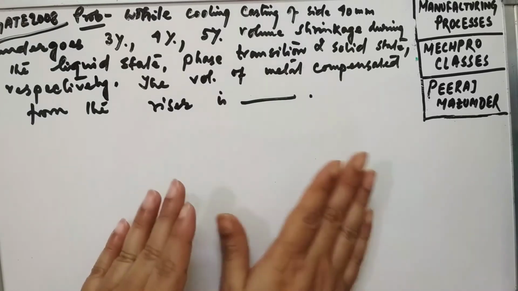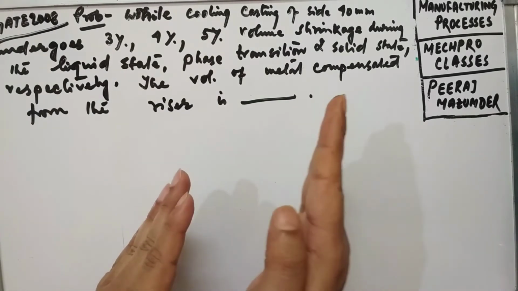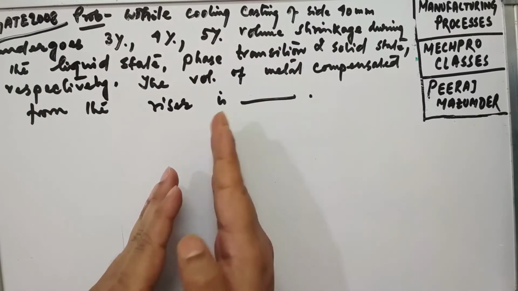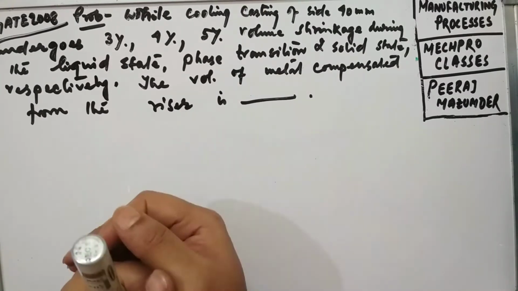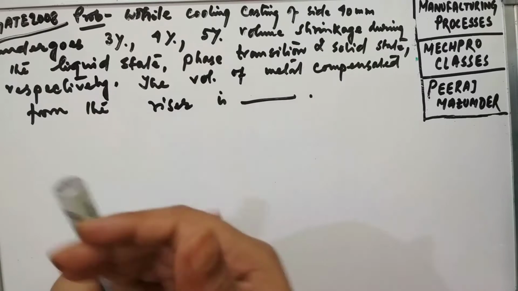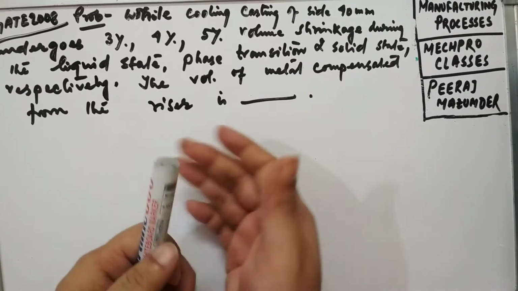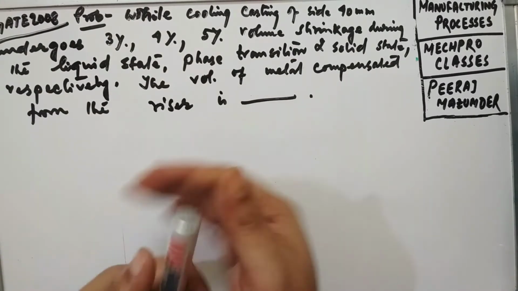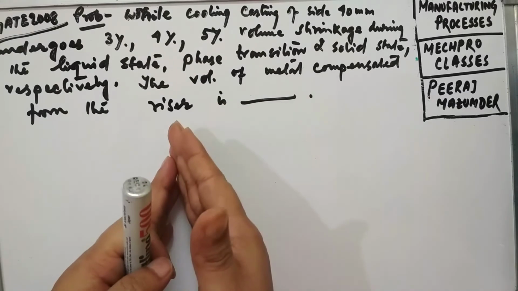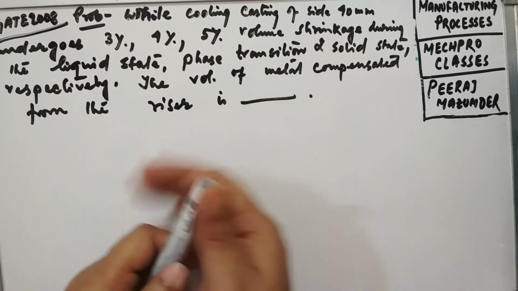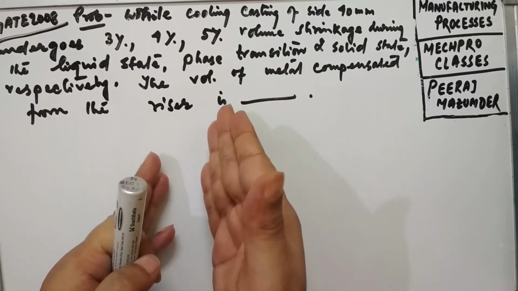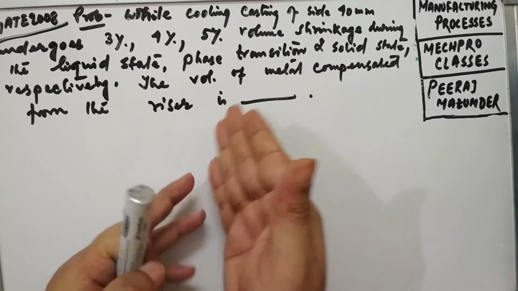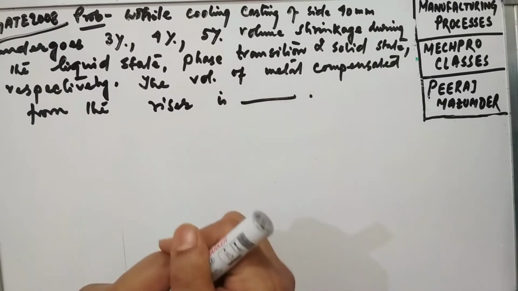So you have to draw the solidification curve that I already discussed in the previous video. If anyone has not yet seen the video on what the solidification curve is, you can see my previous video where I have elaborately discussed the solidification curve for pure metals as well as alloys. Based on that particular solidification curve, we are going to solve this problem of casting that is based on pattern allowances. Okay, now let us have the solution.